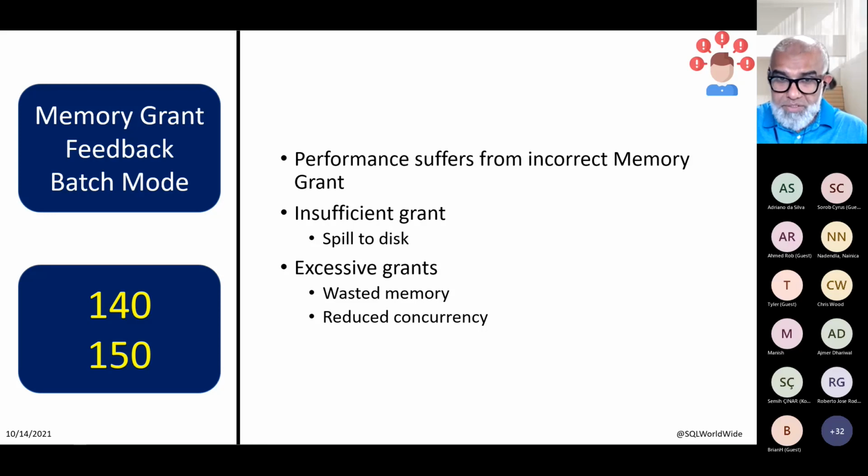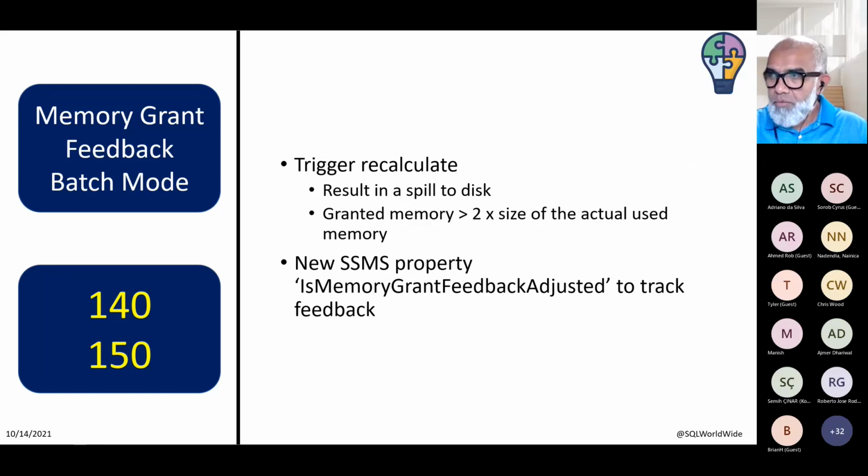One thing to remember, it is not persistent. So if you fail over, if you have a reboot, it has to learn again. There is a formula. When does this trigger? I put it in the slide. And in the execution plan, there is a new property to see if your memory is getting adjusted. And I also put a note we'll see during the demo.